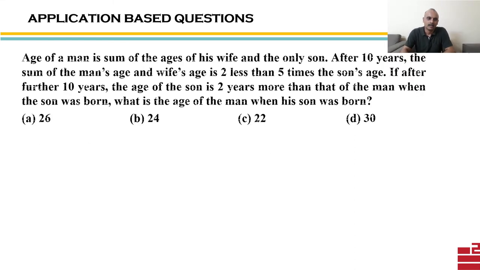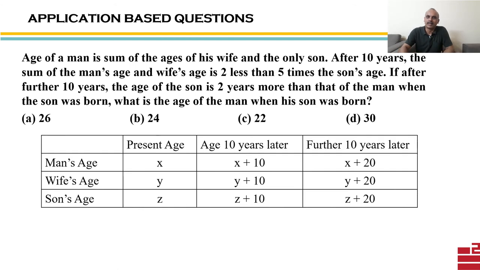Let's move ahead. Our next problem is again based on ages. Now we have here 3 persons, a man, his wife and son. So we have to assume 3 variables: man's age, wife's age and son's age. So we have some kind of table for 3 persons: present age, age after 10 years, age after further 10 years. And I hope you can understand this table. After this, we will read each line and generate the equations.